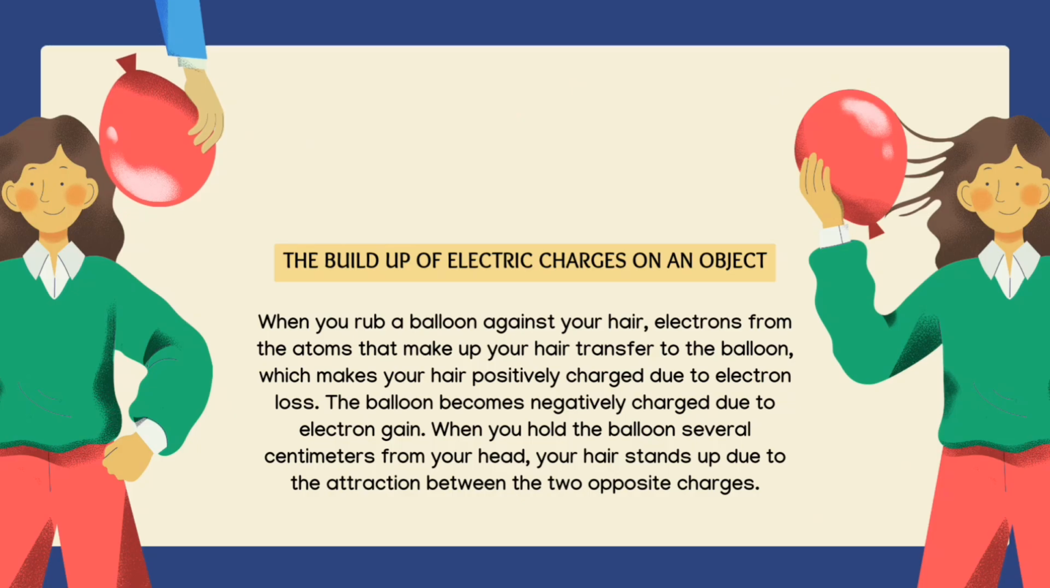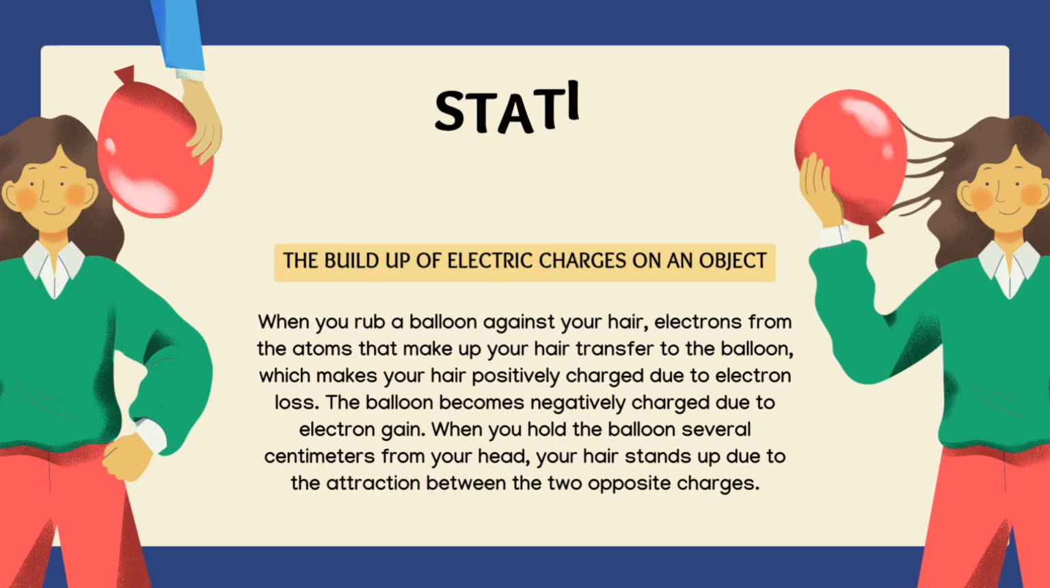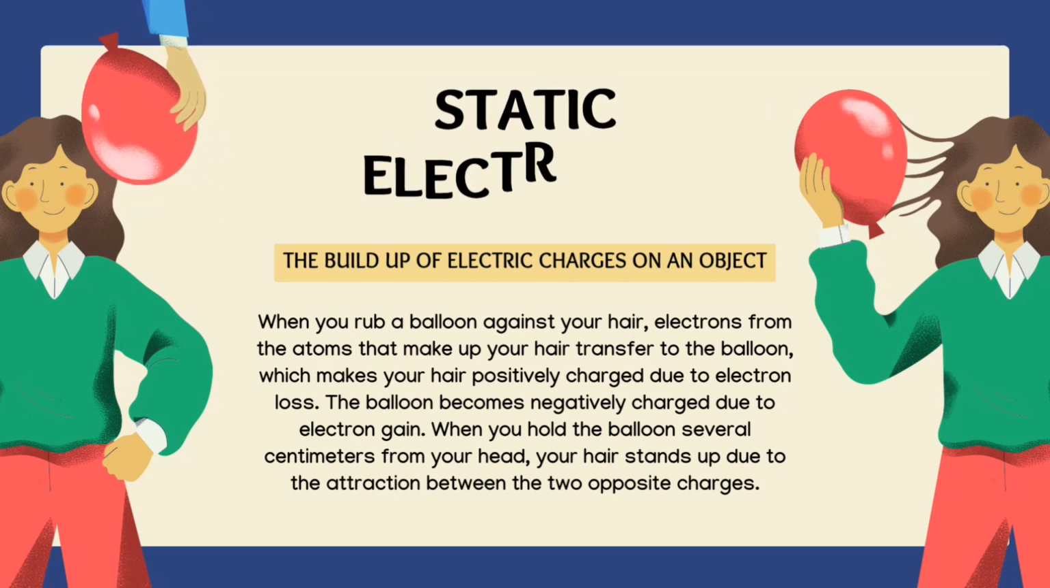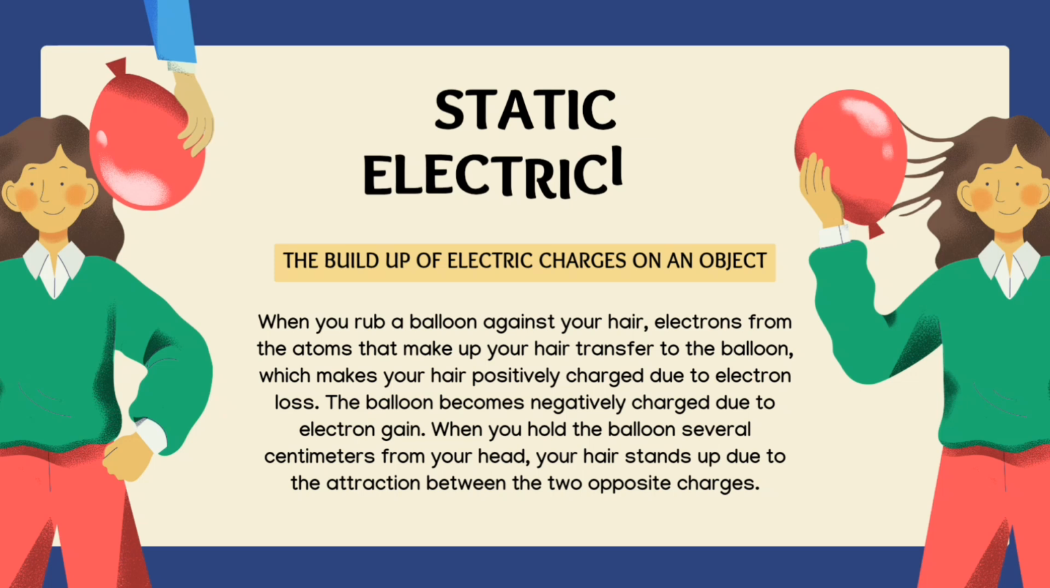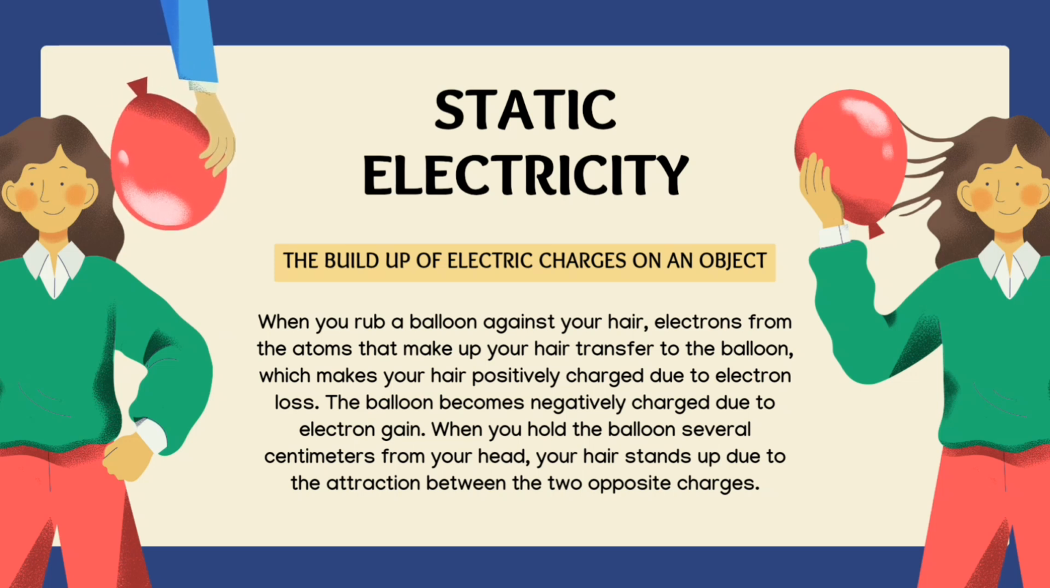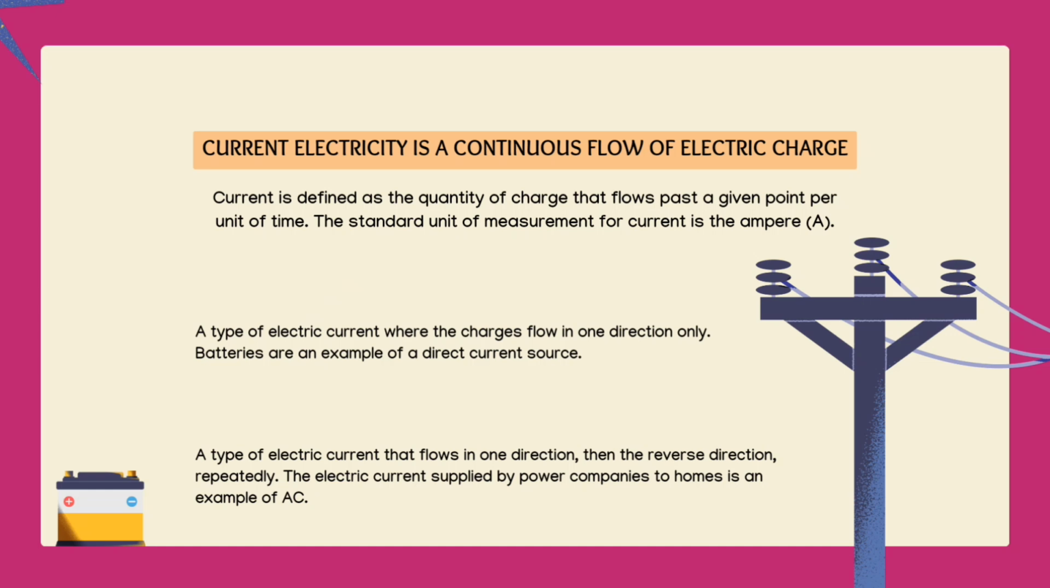Now we would study about static electricity, the build-up of electric charges on an object. When you rub a balloon against your hair, electrons from the atoms that make up your hair transfer to the balloon, which makes your hair positively charged due to the electron loss. The balloon becomes negatively charged due to the electron gain. When you hold the balloon several centimeters from your head, your hair stands up due to the attraction between two opposite charges.